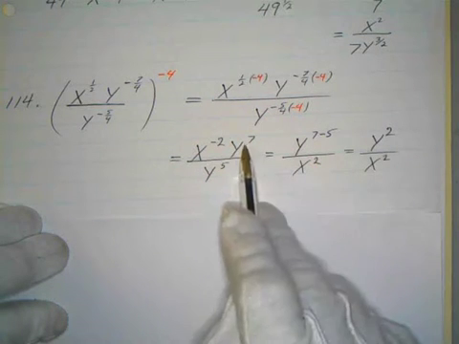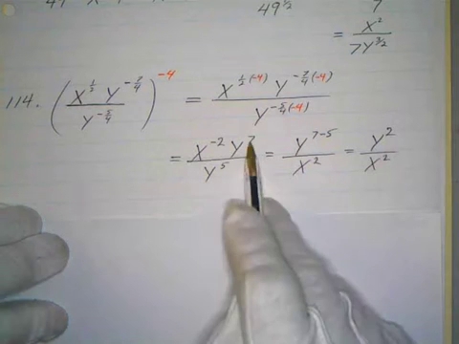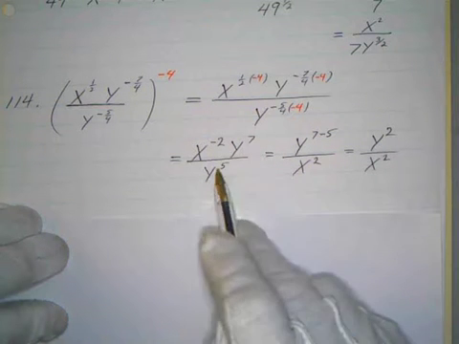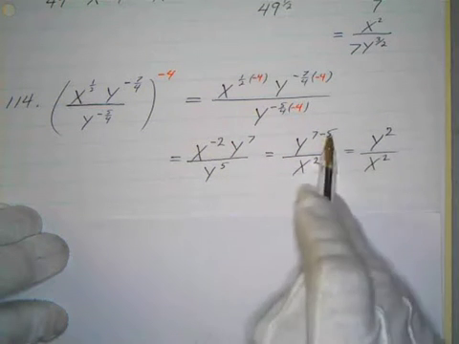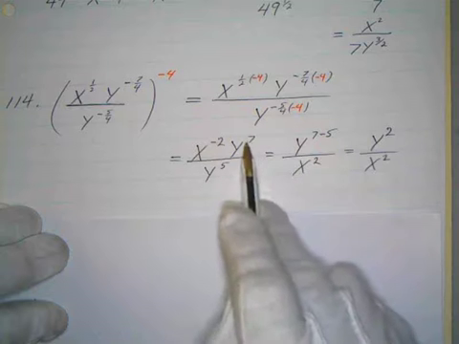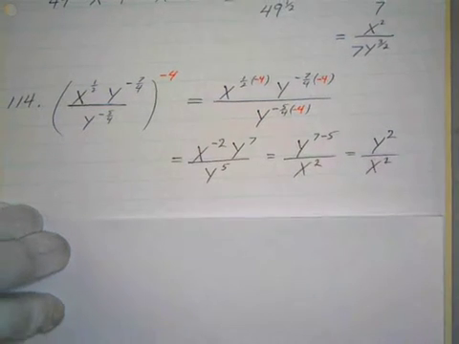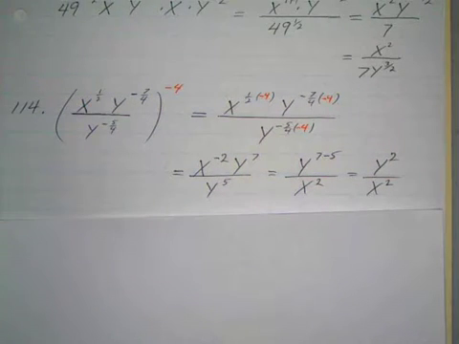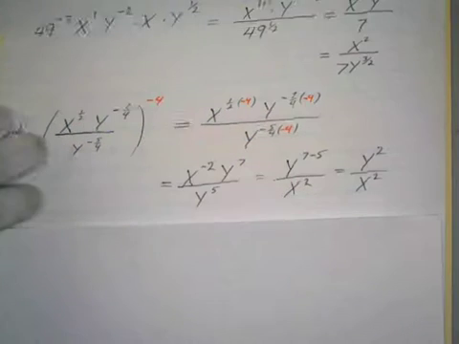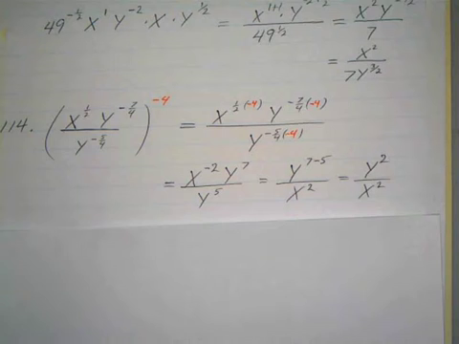And then I've got y to the 7th over y to the 5th. So remember when we were dividing, we subtract the exponents. So I could write this as y to the 7 minus 5, because I've got more y's on the top. And 7 minus 5 is 2, so we got y squared over x squared. And there you go. So that's 142. Hope that helps.